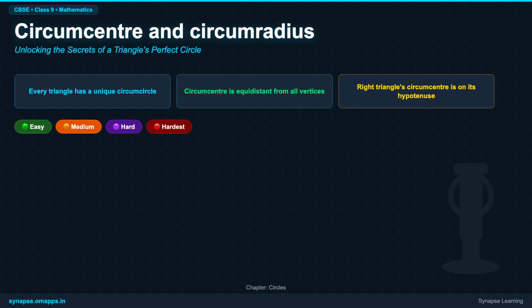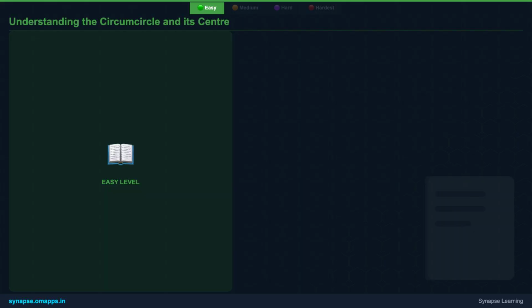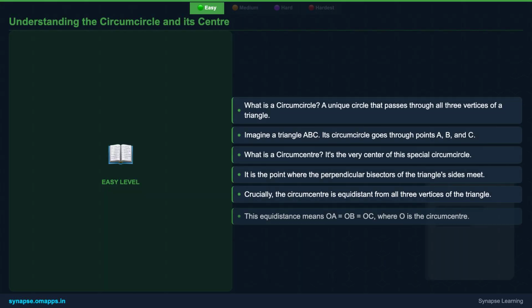Let's begin. Let's start our exploration with the basics. What exactly is a circumcircle, and where does its special center lie? Imagine a triangle, any triangle. Now, picture a unique circle that passes through all three of its corners, or vertices. That, my friends, is a circumcircle. And at the very heart of this circumcircle lies its circumcenter.